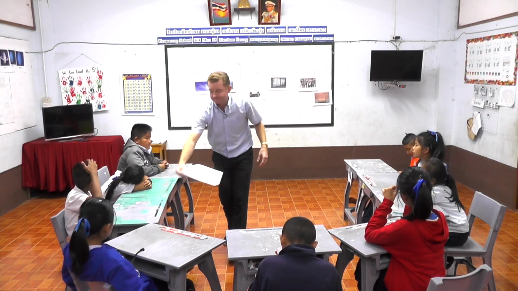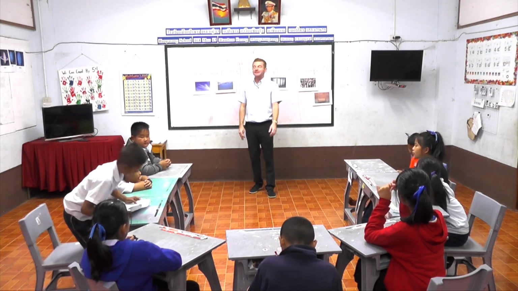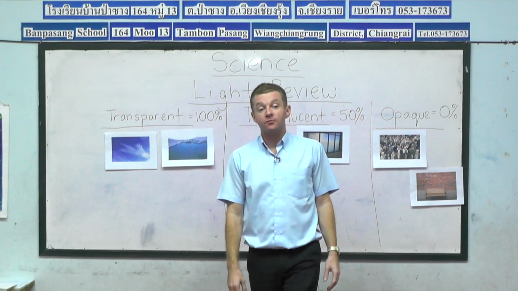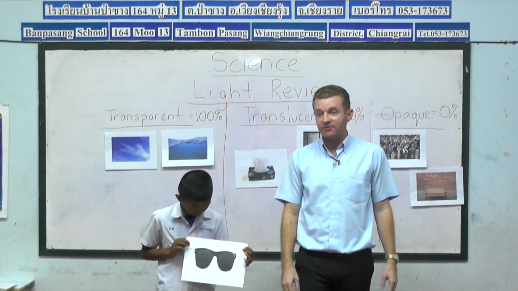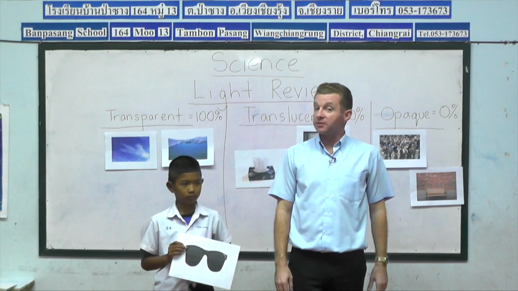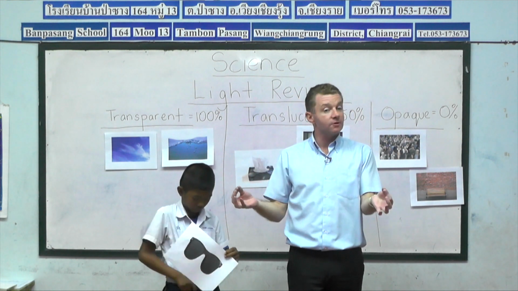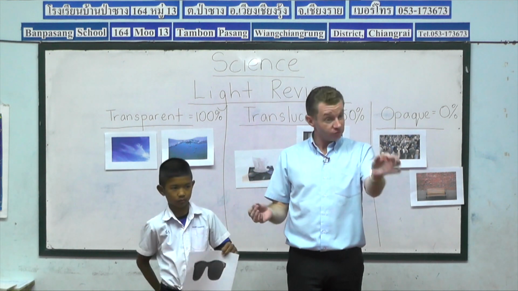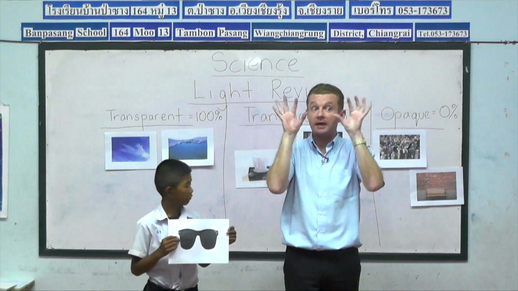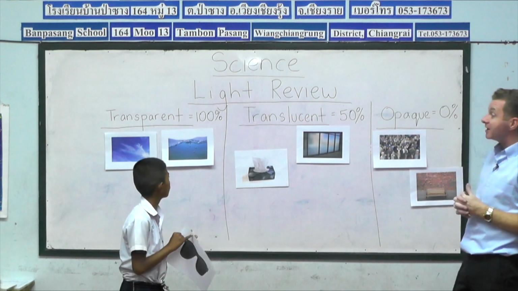Next student. Pat, come and join me at the front of class, please. Okay, so what object does Pat have on his flashcard? Sunglasses. What do we think, guys? If it's a sunny day, we like to wear sunglasses, because what do sunglasses do? They're translucent. They let some light through, but they don't let all of it. So they're good for wearing in the sun. So Pat, you can place it in the translucent column.